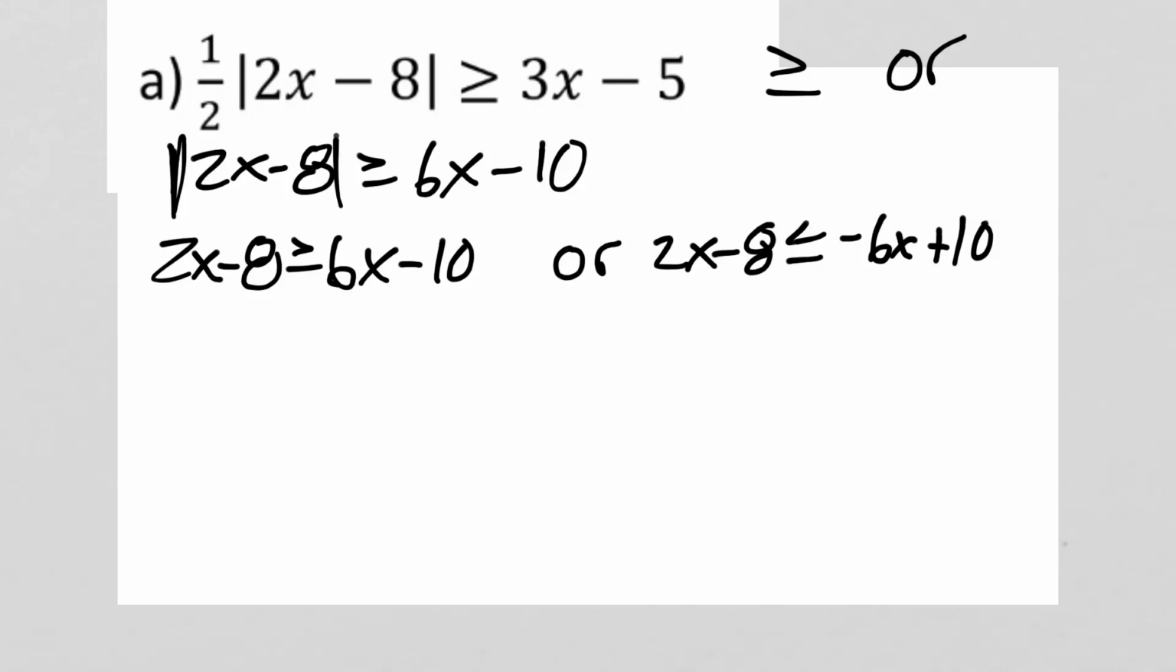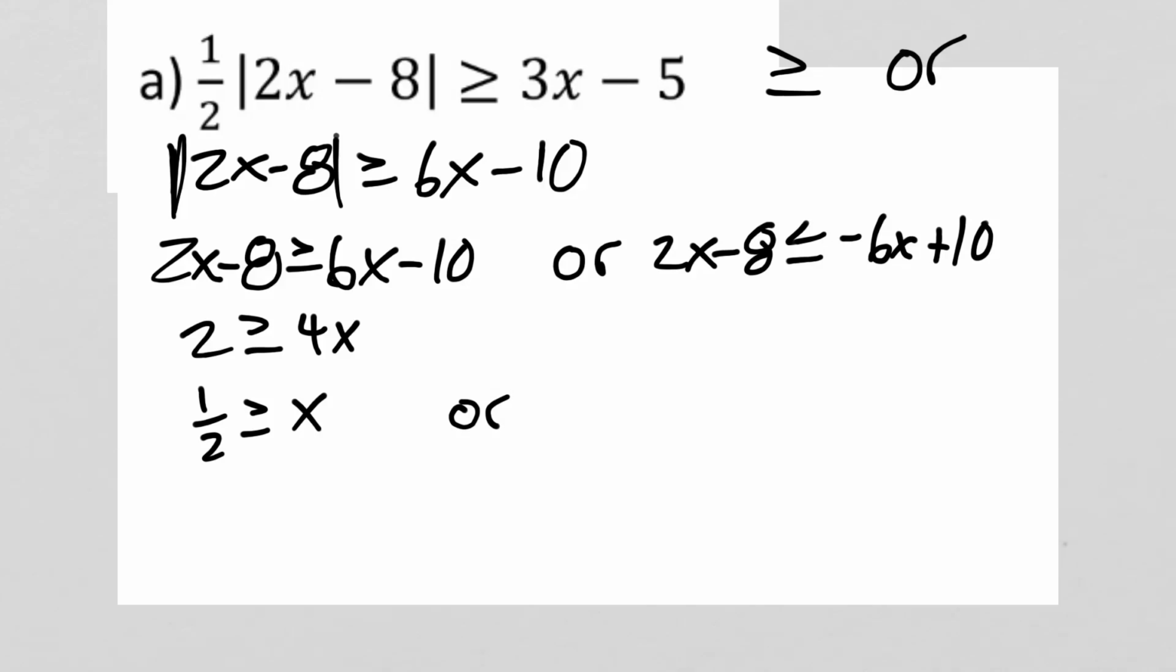Now let's simplify these. Left side, let's subtract 2x from both sides and add 10 to both sides. Negative 8 plus 10 is 2, is greater than or equal to 6x minus 2x is 4x. Divide by 4. 2 over 4 is the same as 1 half is greater than or equal to x. Or we know the other equation is going to do stuff for us as well.